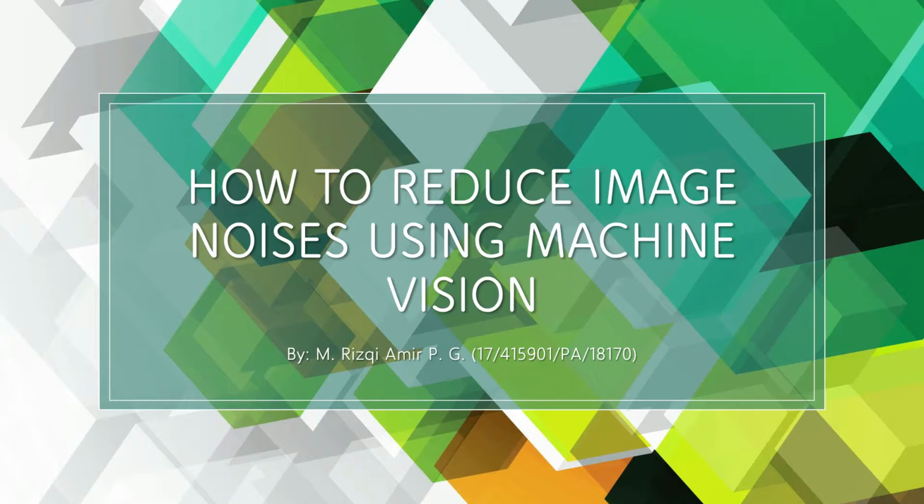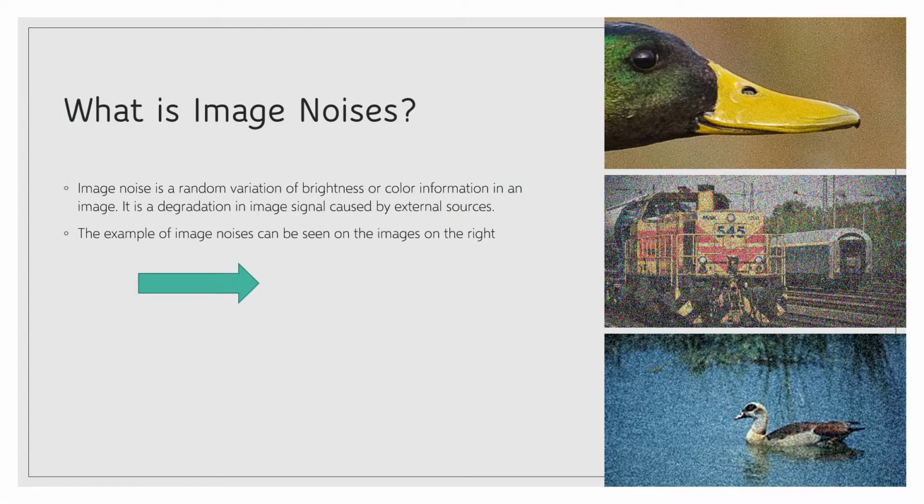In today's video, I'm going to explain how to reduce image noises using machine vision. So let's start, starting from the image noise definition. Image noise is a random variation of brightness or color information in an image. It is a degradation in image signal caused by external sources.